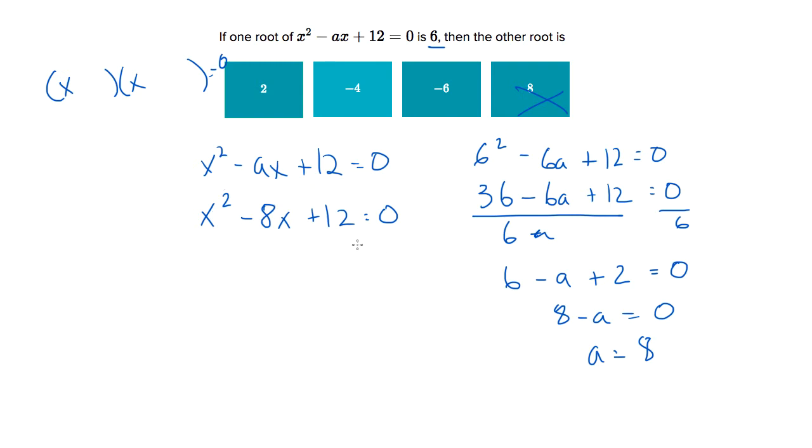So now that I'm factoring, remember that I'm going to want to find numbers that add together to equal this middle term, and they multiply together to equal this last term. Okay, so let's see. Well, I know that one of my factors is going to be x minus 6. So that makes this so easy because I already know that one of them is 6. Well, that means that the other one has to be x minus 2, because that's what's going to equal negative 8, and that means that my other root is 2.